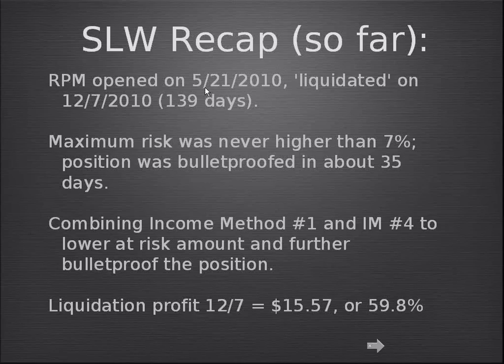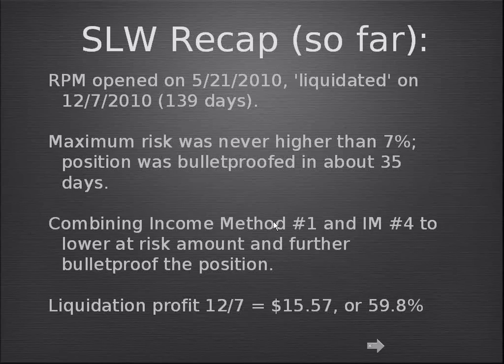So the summary was the RPM was open on 5/21 and was liquidated on 12/7. That's 139 days in. The maximum risk was never higher than 7%, and the position was bulletproof in about 35 days. Remember that first adjustment with income method number 1. So we combined income method number 1 and number 4 over time to lower the at-risk and further bulletproof the position.